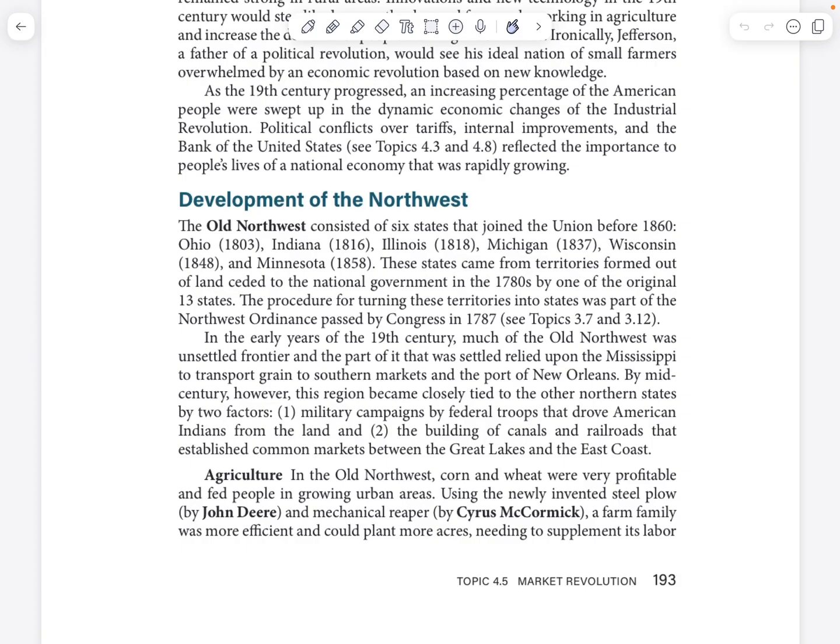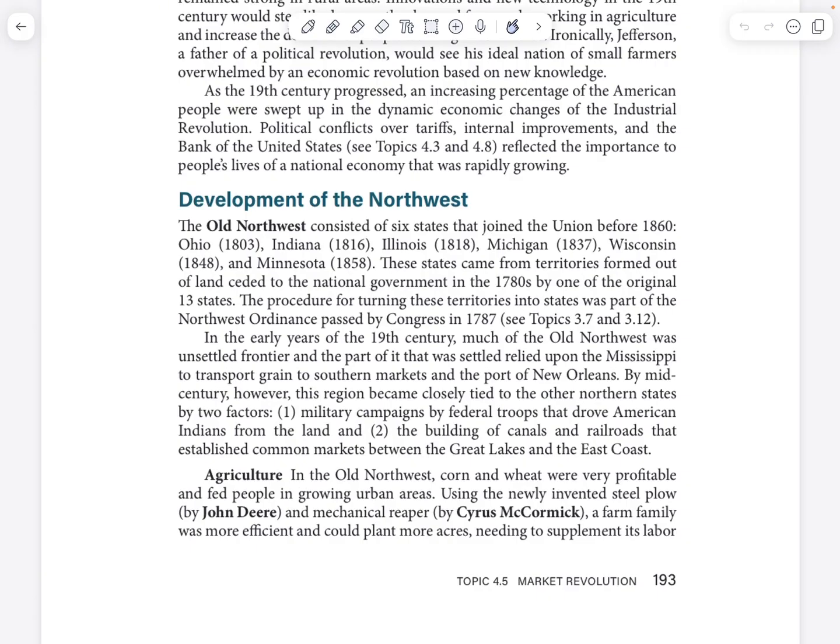In the early years of the 19th century, much of the Old Northwest was unsettled frontier, and the part of it that was settled relied upon the Mississippi to transport grain to southern markets and the port of New Orleans. By the mid-century, however, this region became closely tied to the other northern states by 2 factors. 1. Military campaigns by federal troops that drove American Indians from the land, and 2. The building of canals and railroads that established common markets between the Great Lakes and the East Coast.